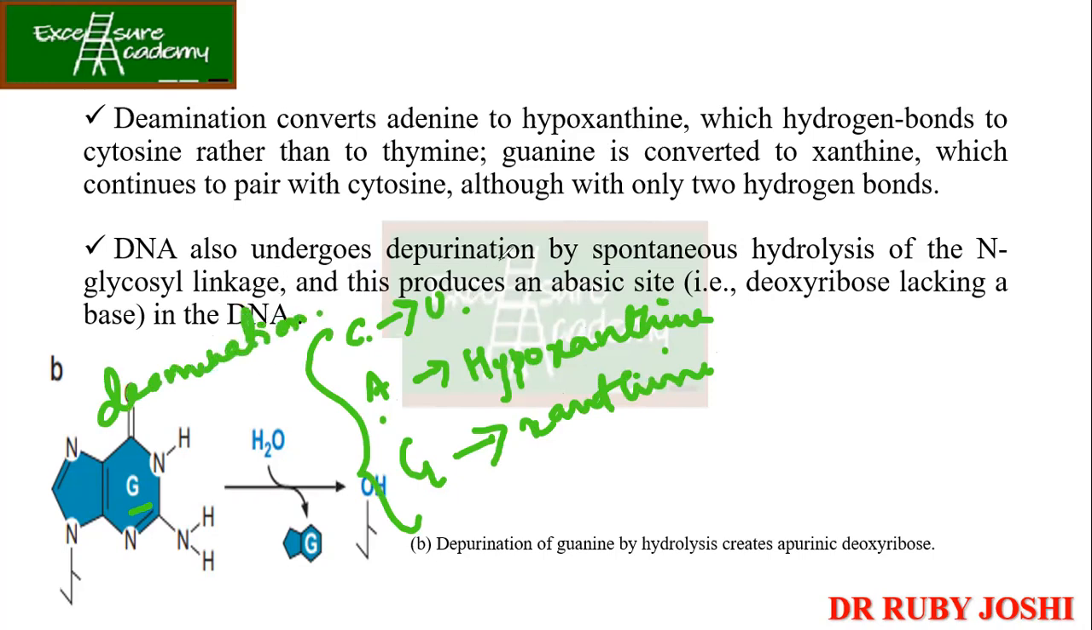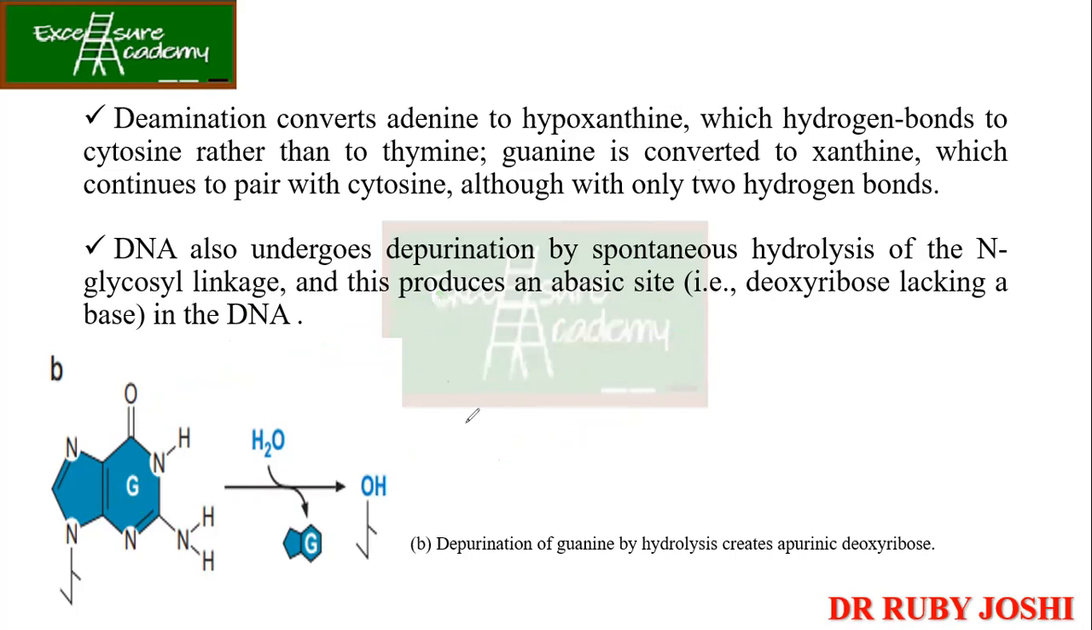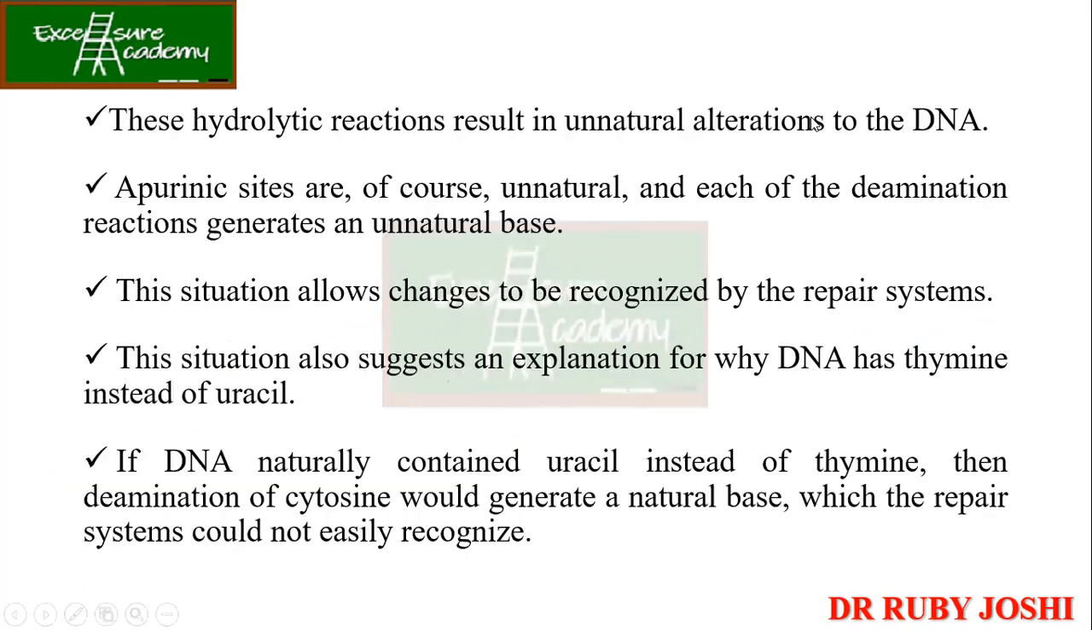Now, DNA also undergoes depurination by spontaneous hydrolysis of the N-glycosyl linkage, and this produces an abasic site, meaning no base will be present there, okay? So because of this, what will happen? It is just going to have phosphate and sugar over there, but there won't be any base. The base will not be there, so there won't be any hydrogen bonding, right? So again, it is detected as damage to the DNA. So these hydrolytic reactions result in unnatural alterations to the DNA.